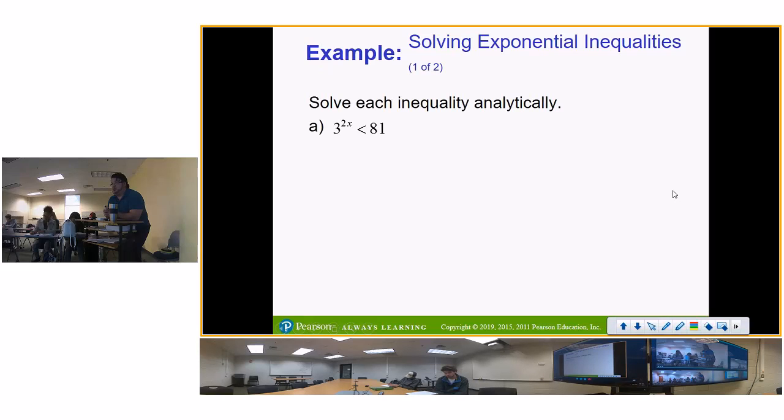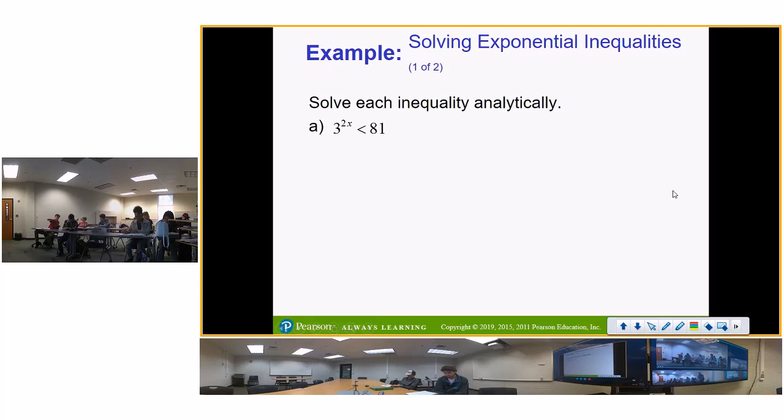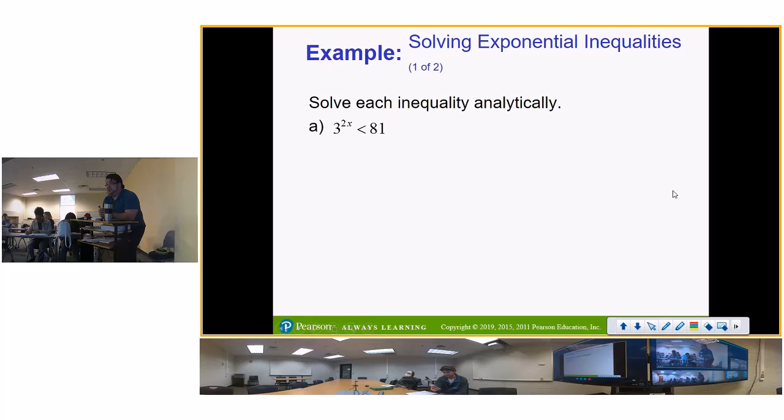Yeah, you might as well just quit. I can't do it. What? Because 81 is just 3 cubed, and then it's 2. Oh wait, it's greater than. Oh my God, y'all are actually thinking. Y'all are not supposed to think, you're supposed to quit.